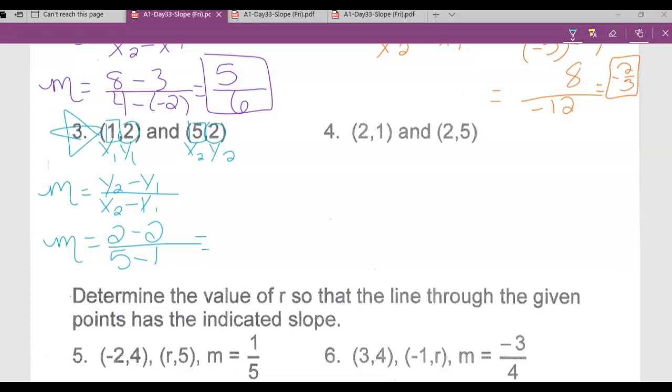So let's go ahead and figure this out. What is 2 minus 2? 0. What is 5 minus 1? 4. So, in your calculator, go ahead and do 0 divided by 4 and tell me what it says. 0. So you have a slope of 0. Whenever 0 is in the numerator, no matter what number is in the denominator, your slope is just 0.